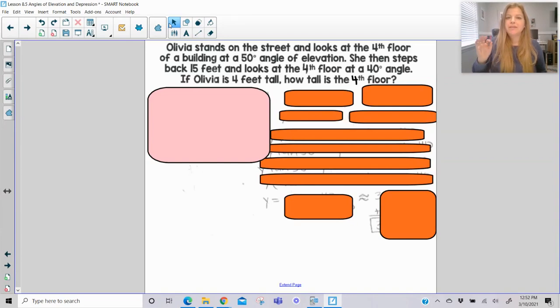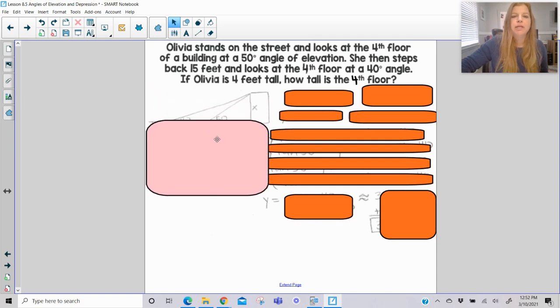Okay, guys, so now this next problem is a bit of a doozy, so bear with me. It says, Olivia stands on the street and looks at the 4th floor of a building at a 50-degree angle of elevation. She then steps back 15 feet and looks at the 4th floor at a 40-degree angle. If Olivia is 4 feet tall, how tall is the 4th floor? There's a lot going on here.